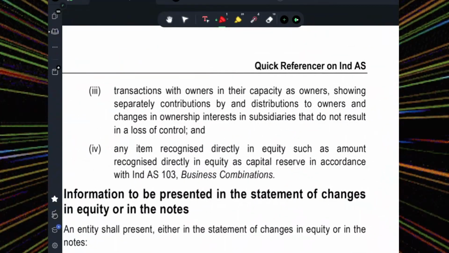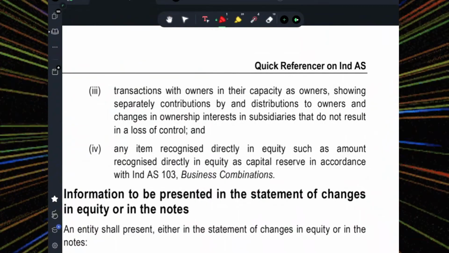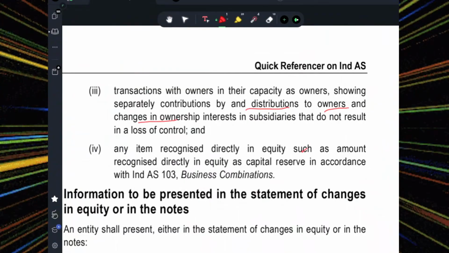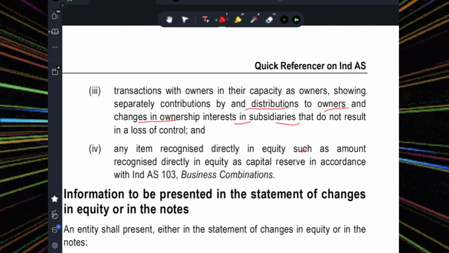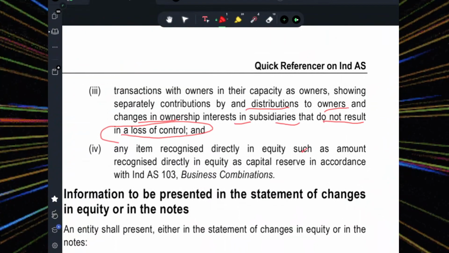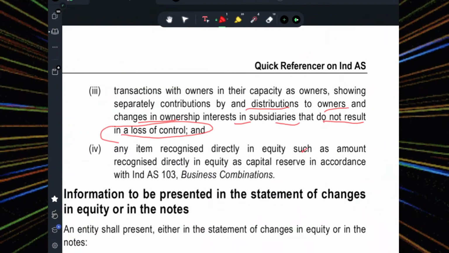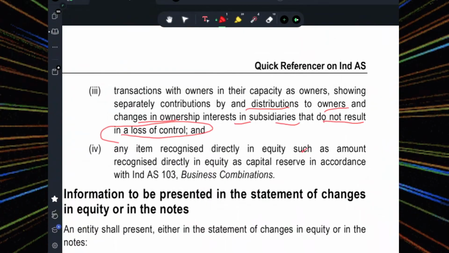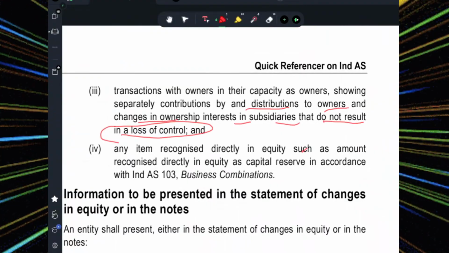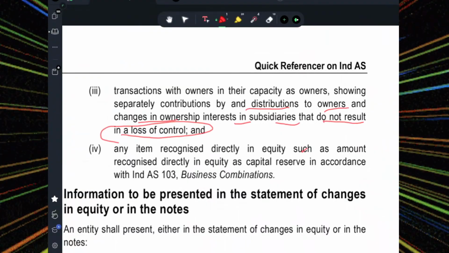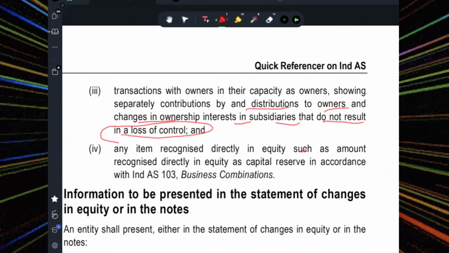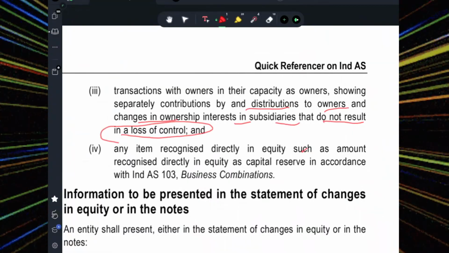Transactions with the owners in their capacity as owners, showing separately contributions by and distributions to owners and changes in ownership interests in subsidiaries that do not result in loss of control. The owner has two things: they have control, they have non-control. So transactions with the owner in his capacity as owner: what is the contribution, what is the distribution, what they got from that. That is also an entry to be disclosed. And changes in ownership interest.